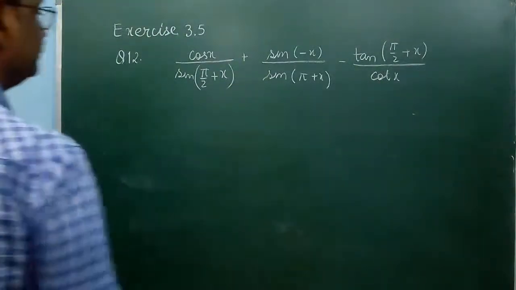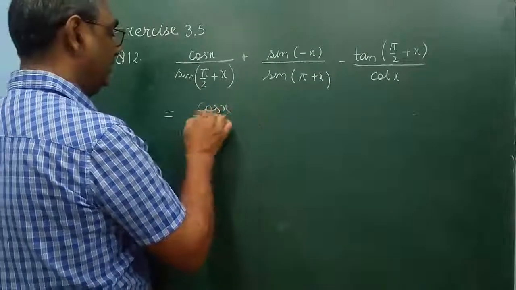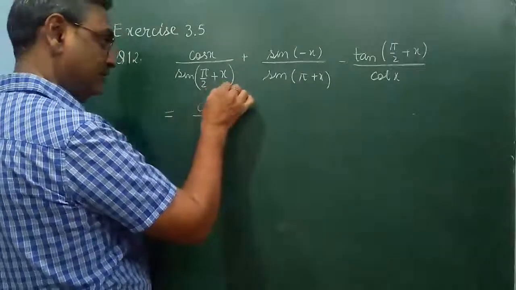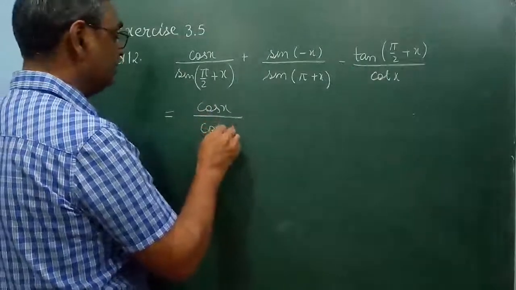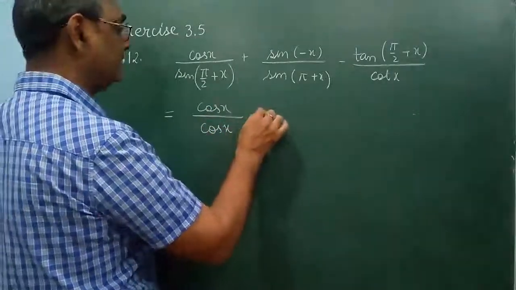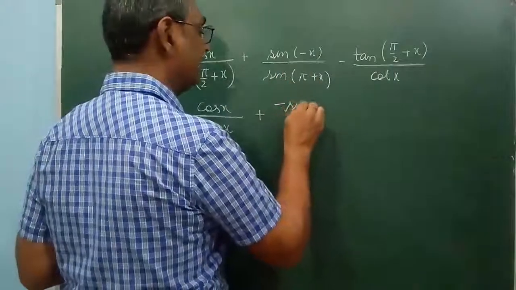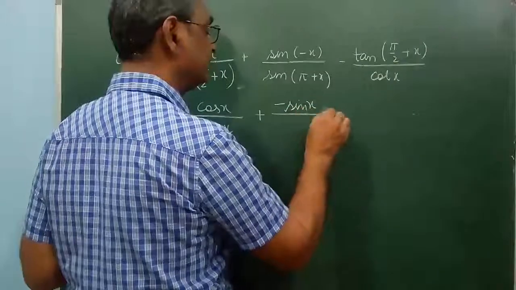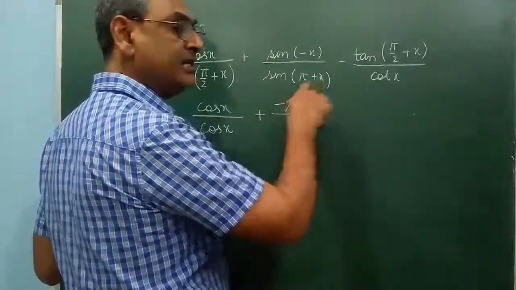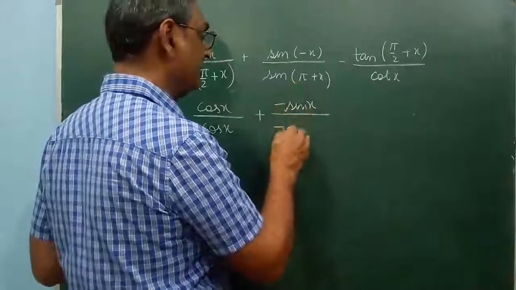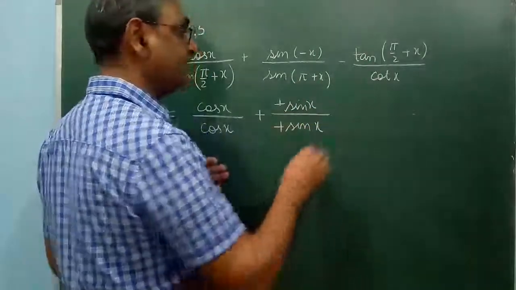What we have to do? This equals cos x upon sin(pi by 2 plus x), which is second quadrant. In second quadrant sine is positive, so it is cos x. Sin(minus theta) is minus sin x. Sin(pi plus x), 180 plus theta is third quadrant, so here it will be minus sin x. This minus and minus will be cancelled.